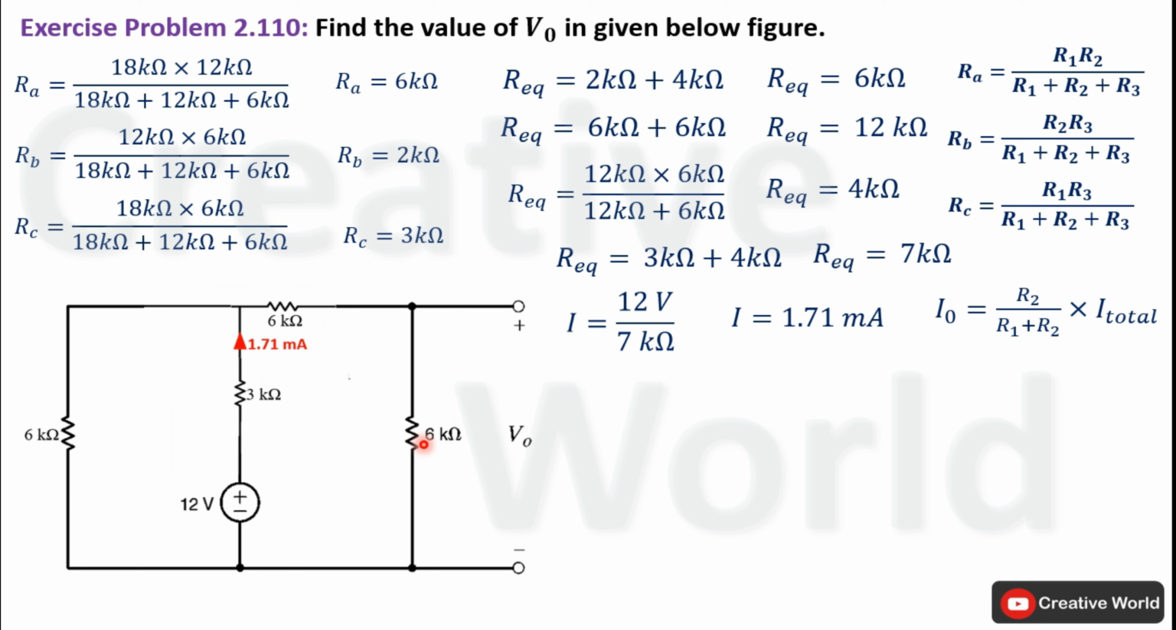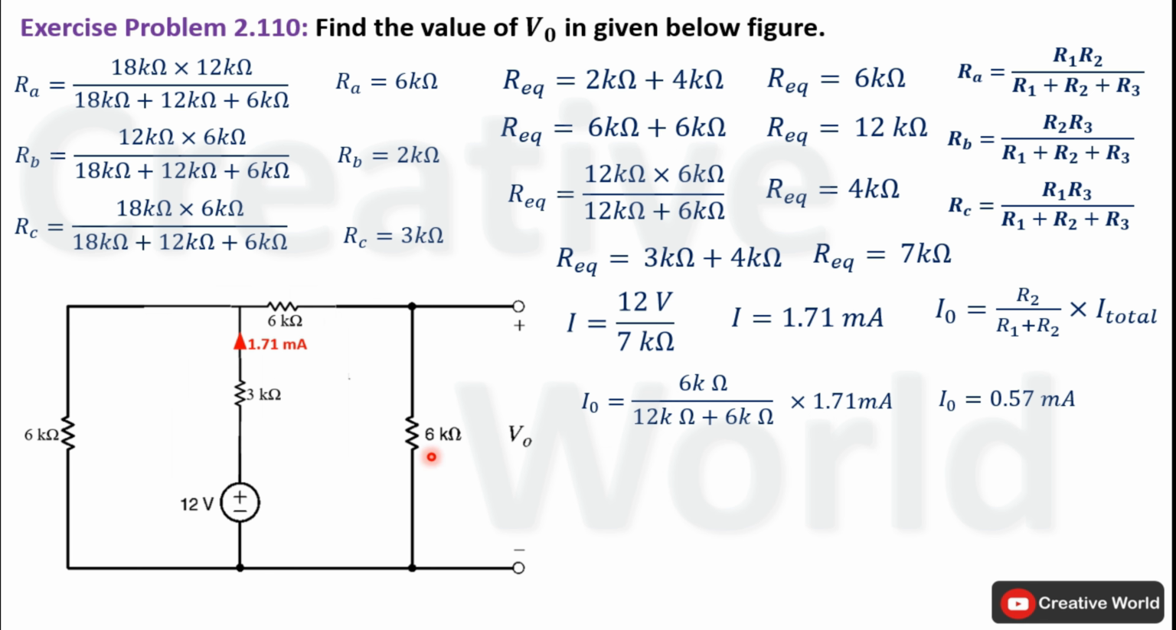So place values inside this equation. Equation of current I0 will become 6K multiplied by 1.71 milliampere divided by the sum of 12K and 6K. Solve this equation to calculate the value of current I0, that will become 0.57 milliampere. Now we have the value of current through this branch.